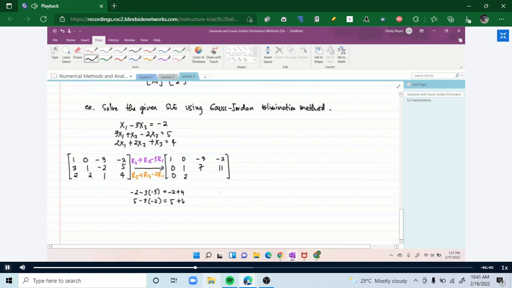And then we have 1 minus 2 times R1. R1 is negative 3, so that's 1 plus 6. We get 7. And then 4 minus 2 times negative 2. We get 4 plus 4. That's 8.